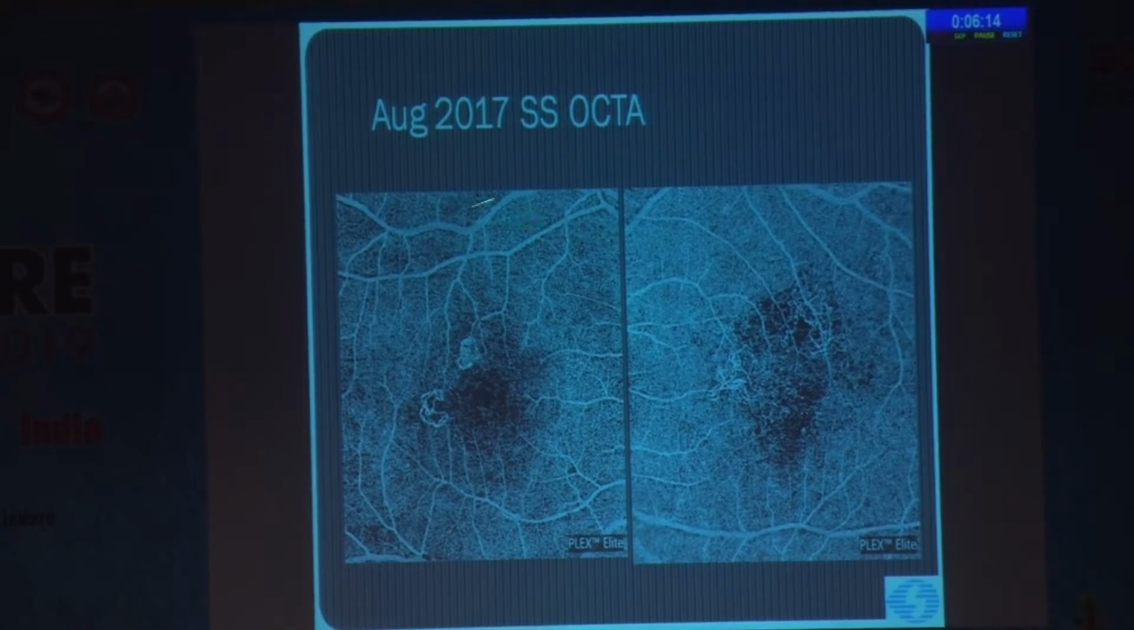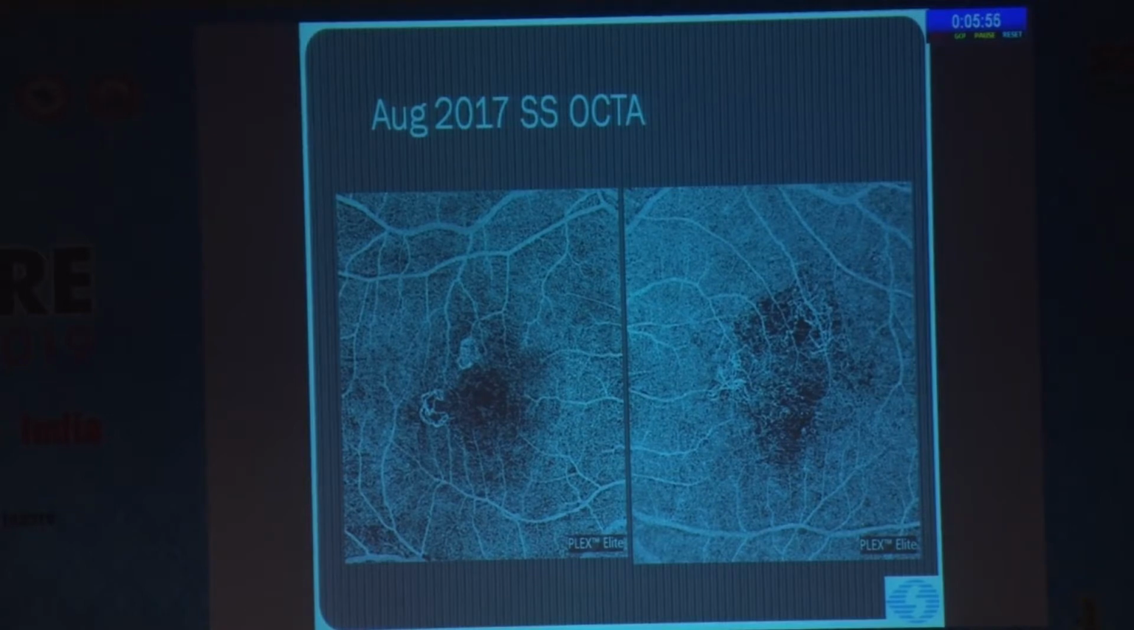But now with the swept source OCTA, you can see these beautiful loops in the right and the left. And this is what I now use to titrate his treatment. These loops go away with the therapy, and they do come back. So this is somewhere where OCTA helped us. We realized it was not CSR. It was actually AMD.